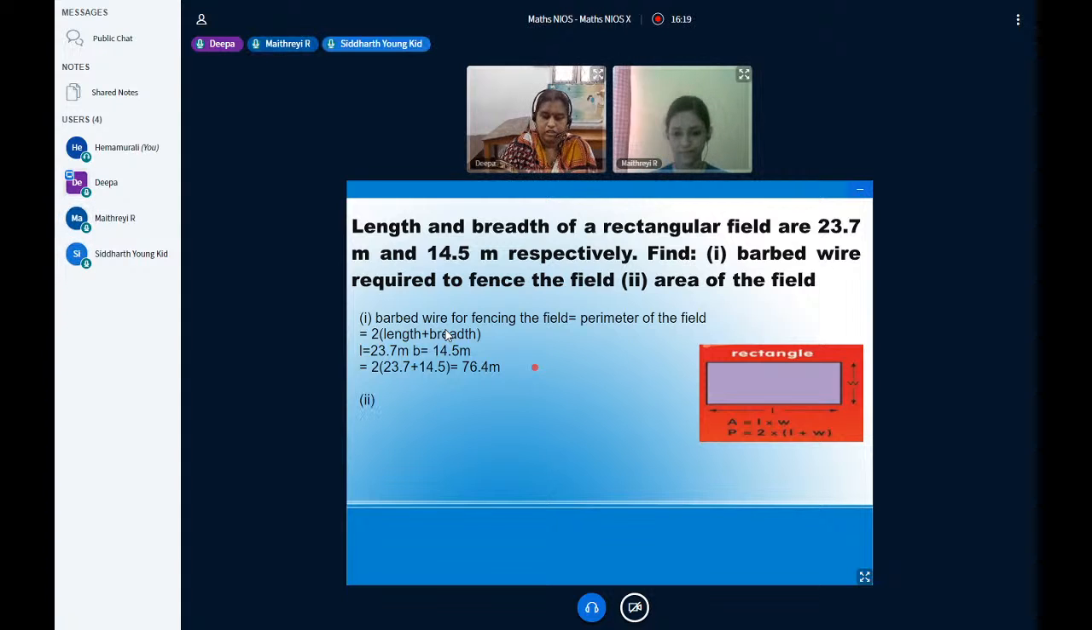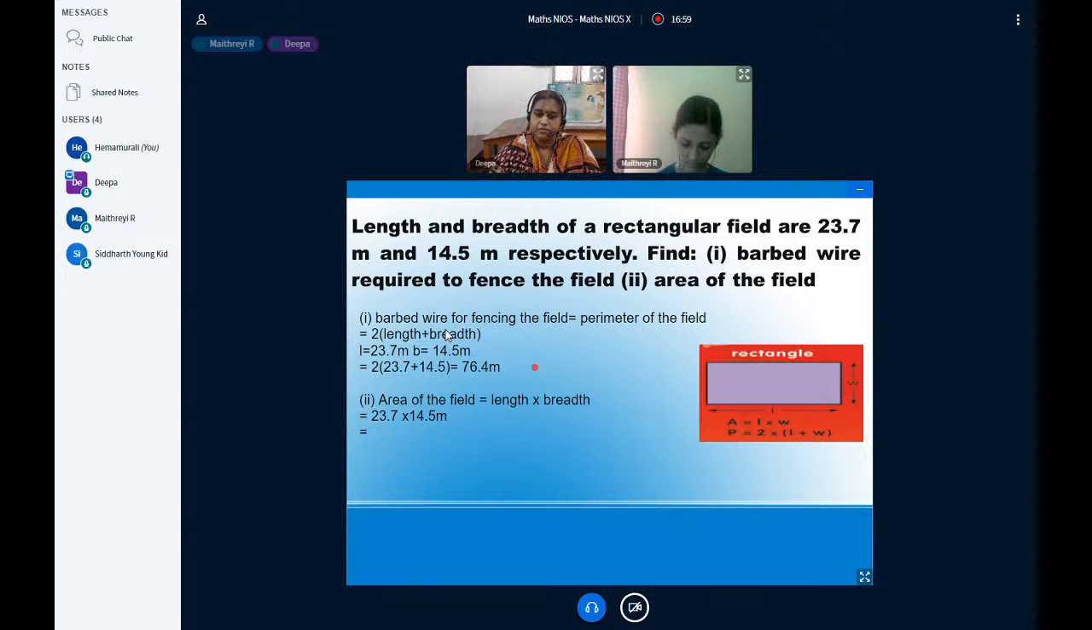Next we should find the area of the field. That means area of the rectangular field. What is the formula to find the area of the rectangular field? Length into breadth. What is the length? 23.7 meters into 14.5 meter. When we multiply it, how much we got? Multiply and tell me. 343.65 meters square. Clear?